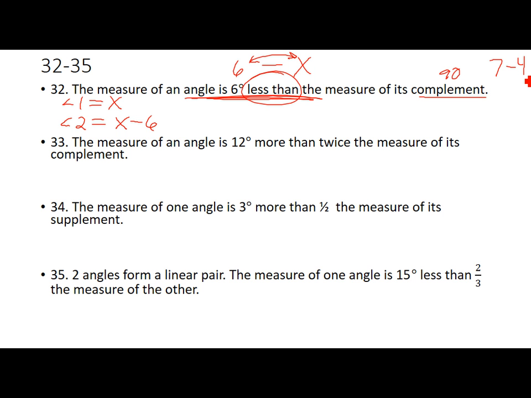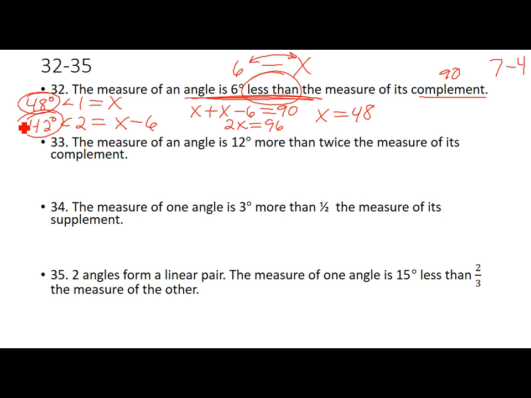If I set up an equation from this, what's my equation going to be? X plus x minus 6 equals 90. I'm going to solve it real quick. Divide that by 2, it looks like x equals 48. What's the measure of angle 1 then? 48. What's the measure of angle 2? 42. 48 minus 6 is just 42 degrees.